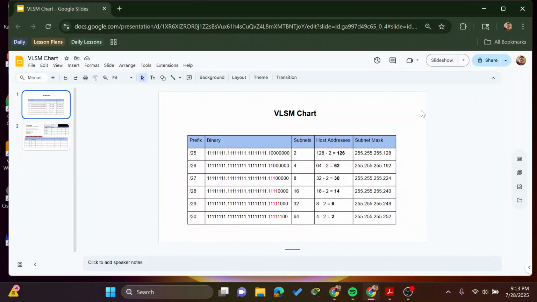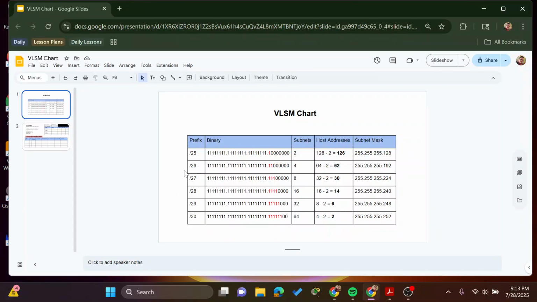Okay, so this is the chart that I give my students when we learn subnetting. I do a quick lesson on the theory behind subnetting, but this is the actual chart. I will even give them a blank sheet of printer paper, and they have to draw this from scratch.